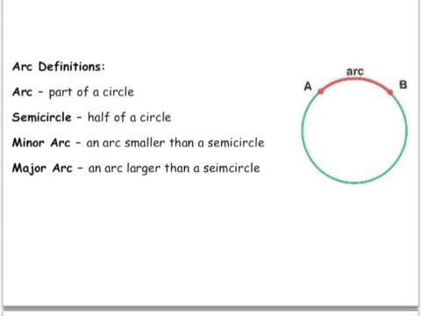Moving on to the good part of this section, we're going to be talking a lot about the arc of a circle. An arc of a circle is basically just part of the circle. A semicircle is half of a circle. A minor arc is going to be smaller than a semicircle, so it has to be less than 180 degrees. And a major arc is going to be larger than a semicircle, so it must be greater than 180 degrees.